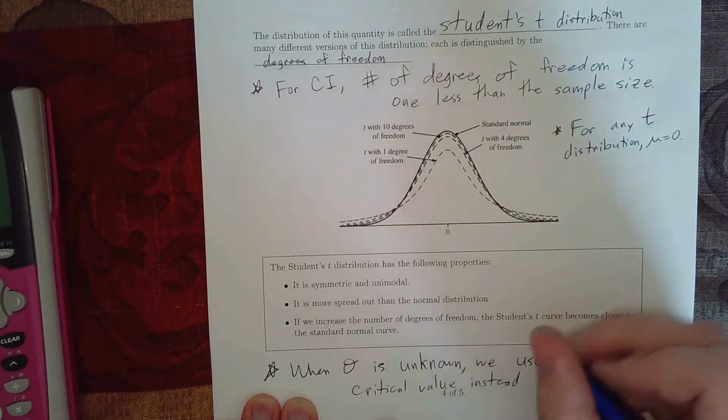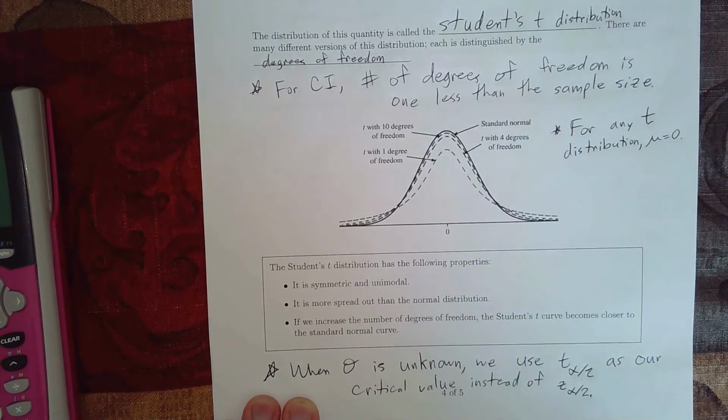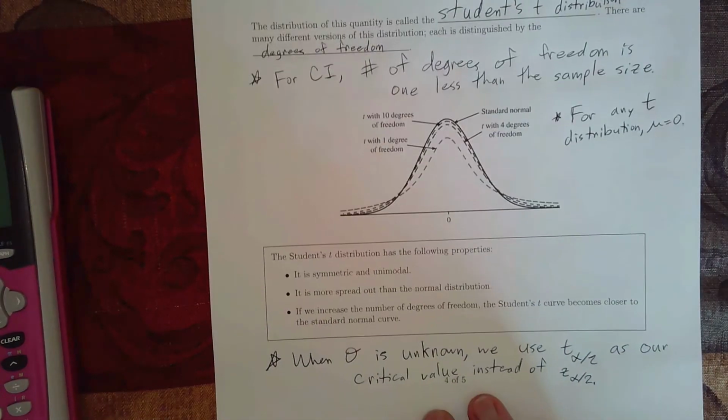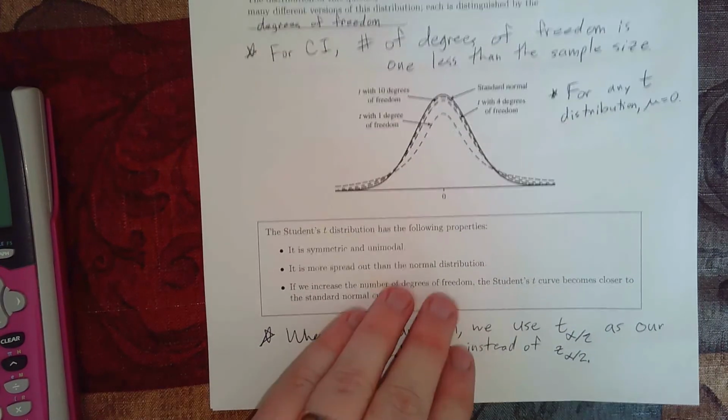Instead of z sub alpha over 2. So that means we'll need to be able to find these t sub alpha over 2's as well. So let's go through an example of doing that.